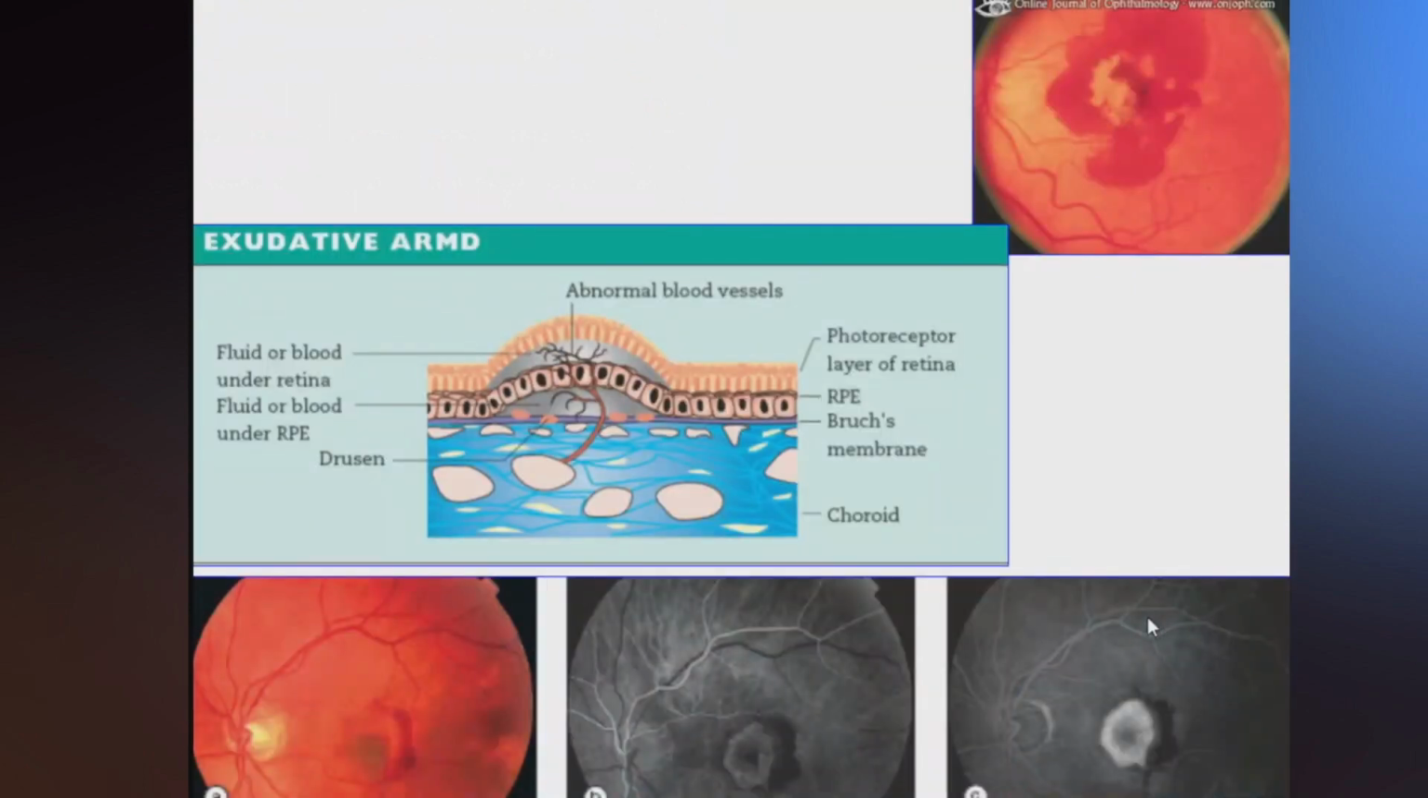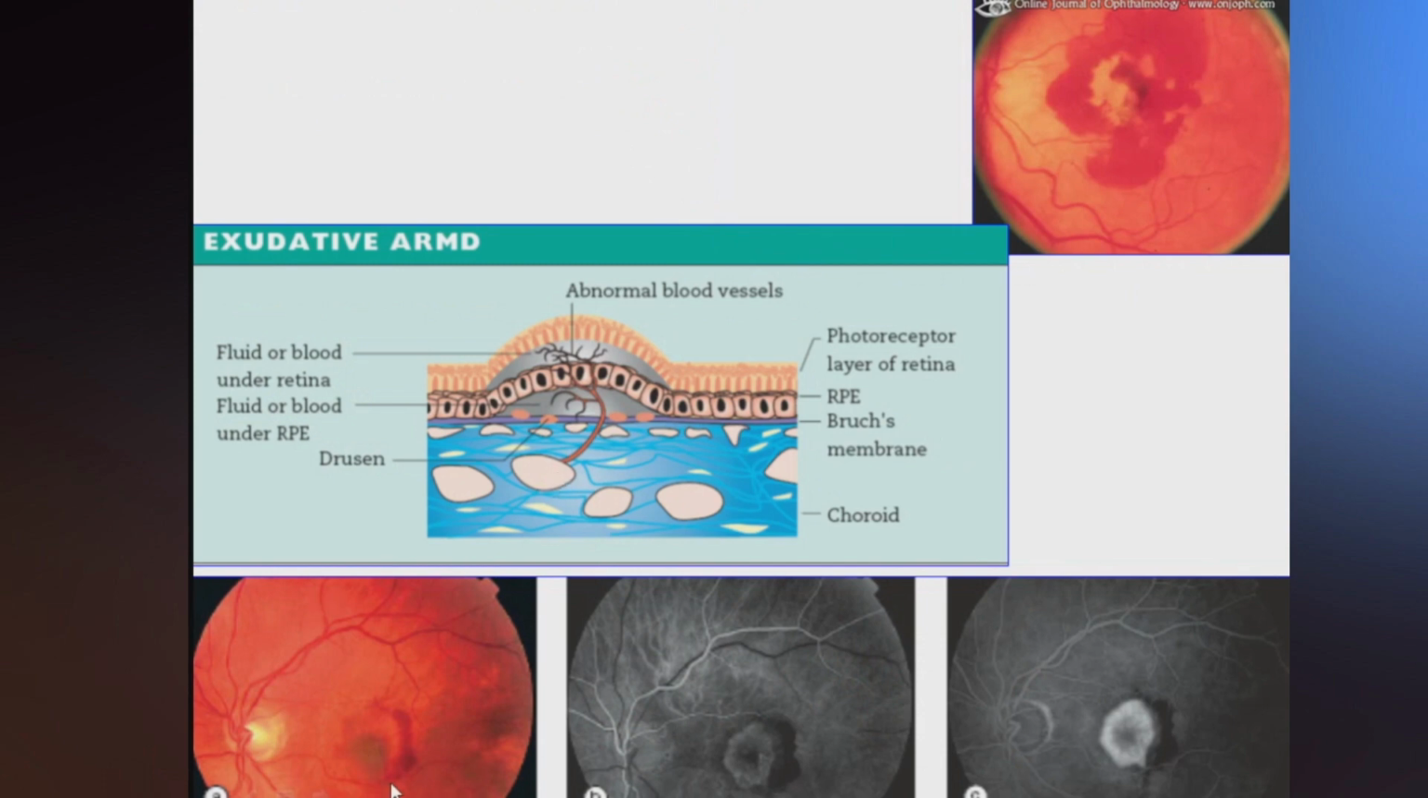On this picture, you can see examples of wet or exudative age-related macular degeneration. Here on this chart, you can see an example of how neovascularization appears. At first, new vessels grow from the choroid, and these are abnormal vessels, and these vessels give edema and hemorrhage.